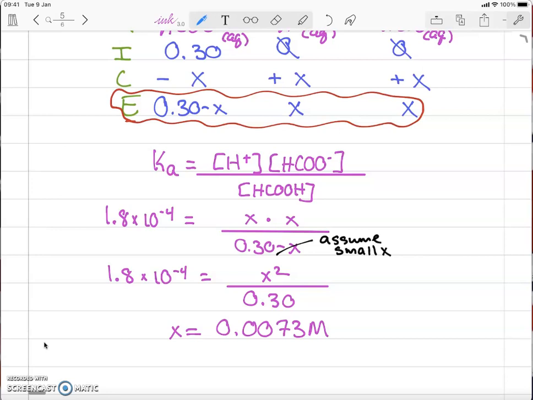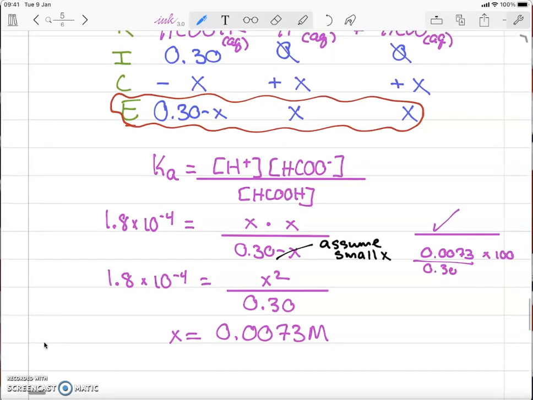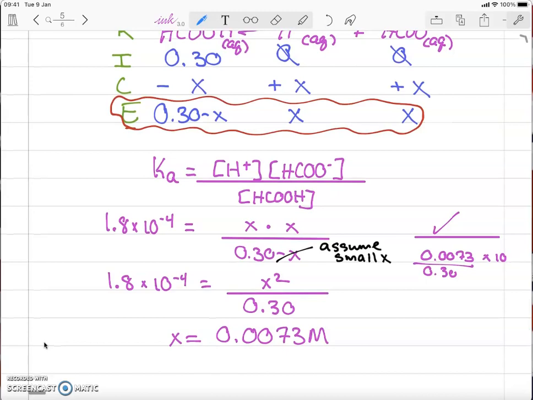Now at this point you should technically do an assumption check, which is also known as the percent ionization. And the way we do that is we'll take the concentration that we calculated of the acid divided by the original concentration, which was 0.30, multiply that by 100. If that is less than 5%, then our assumption is good. And in this case it will be.